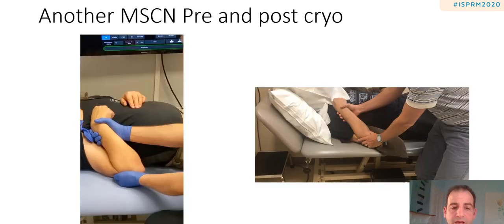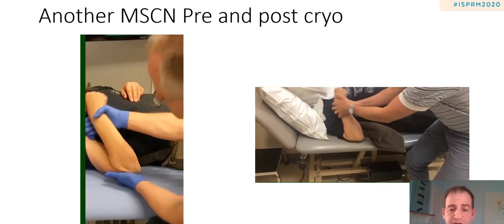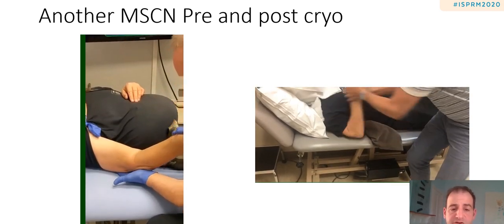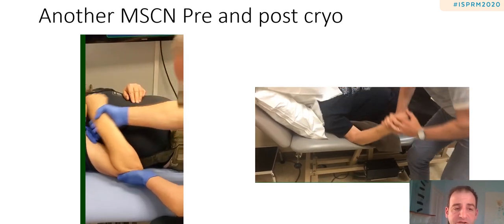And here's yet another example of someone who's had cryo for their musculocutaneous nerve, pre and post cryo. It's much improved.